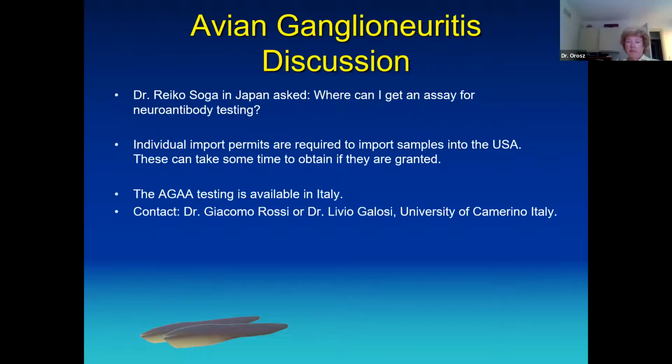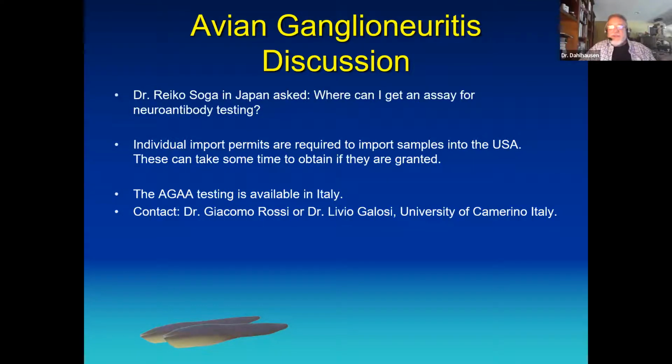Okay, next one. Dr. Rico Soga in Japan asked, where can I get an assay for neuroantibody testing? Well, in the US, an import permit is required to import the samples, and these can take time to obtain. We actually just were granted an import permit to bring some research samples in from Germany, but a blanket permit really isn't granted. So basically every sample you want to send in, you have to tell them you're bringing it in. And so it's really not practical.